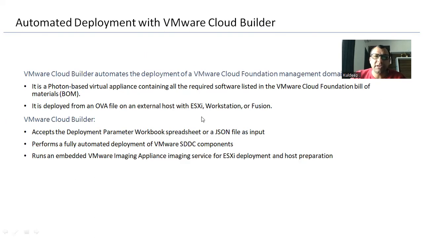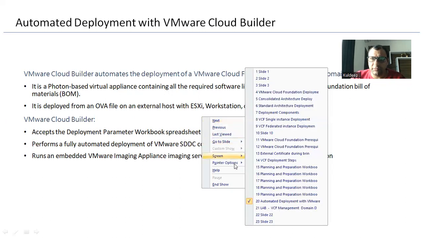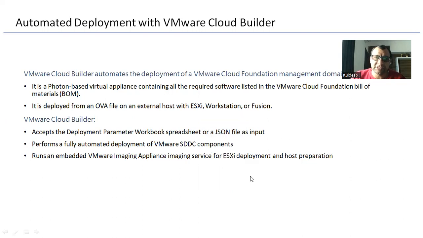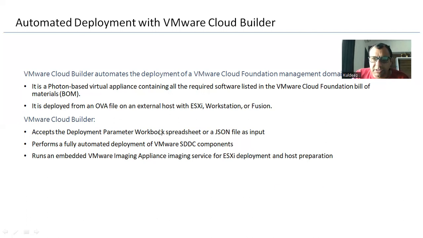It's a simple way. You can deploy the Cloud Builder appliance on any kind of external hypervisor, ESXi, workstation, or locally on your laptop by using a type 2 hypervisor. The only thing here is that the Cloud Builder appliance should be communicating with your ESXi host, so that it can easily reach the respective ESXi host.